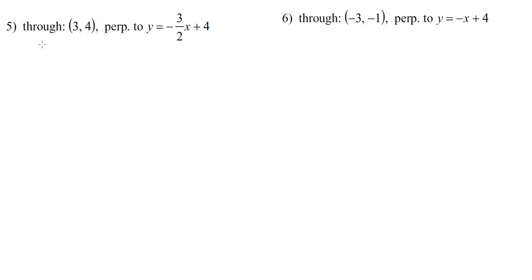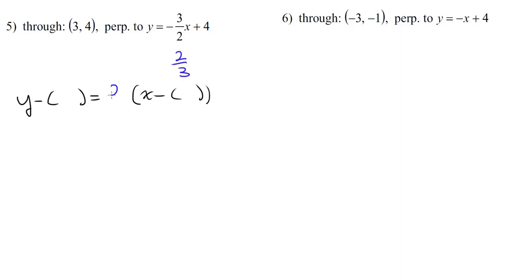We want to write the equation of the line that passes through the point (3, 4) and is perpendicular to the line y equals negative 3 over 2 x plus 4. Since we're writing a line that is perpendicular, we need the slope to be the opposite reciprocal. So the opposite reciprocal of negative 3 over 2 is positive 2/3. So let's set up our point slope: y minus y1 equals our slope times x minus x1. And let's plug in our information.